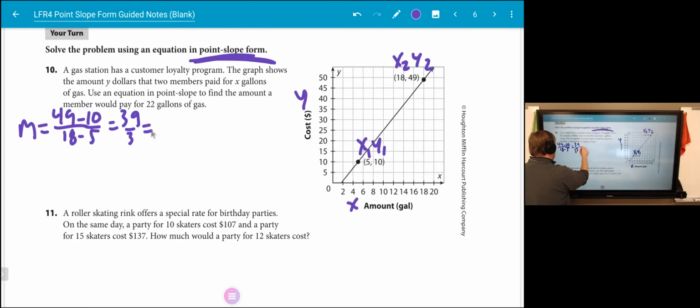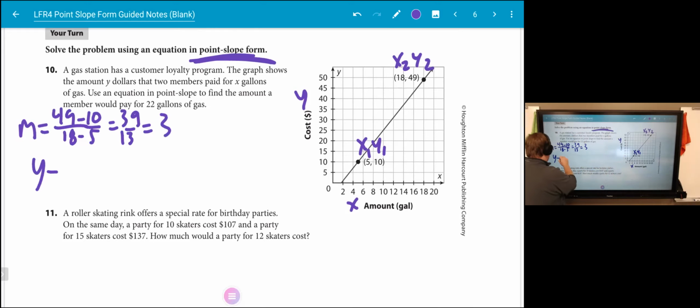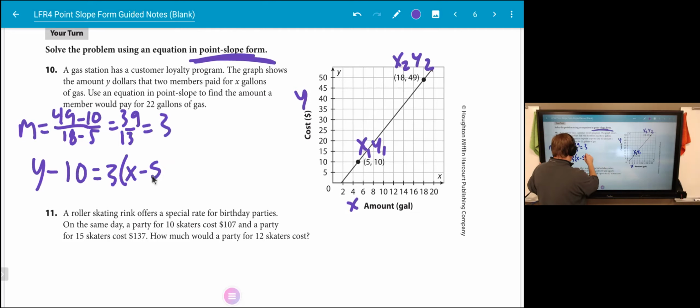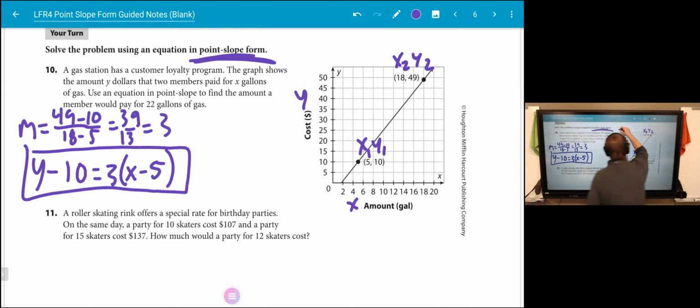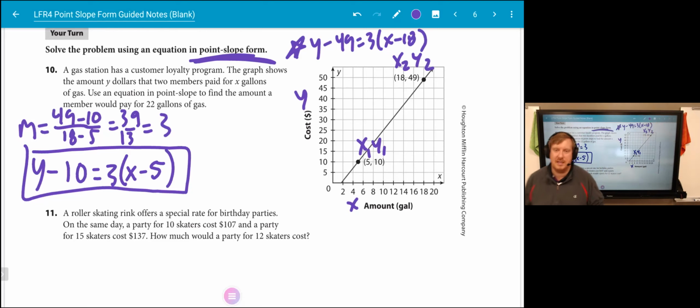Okay, so now I'm going to pick one of the points. I'm going to pick the smaller point just because I feel like it. It doesn't matter which point you pick to create the point slope form because it will both come out the same. So I'm going to say y minus, I'm going to pick y1 here, x1, y1. So my y minus 10 equals m, which is 3, times x minus 5. This is the one that I'm going to use. You could have also had y minus 49 equals 3 times x minus 18. They both would have worked. They're both correct. I'm just going to use this one.